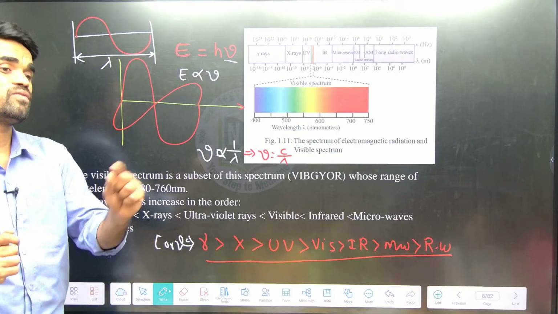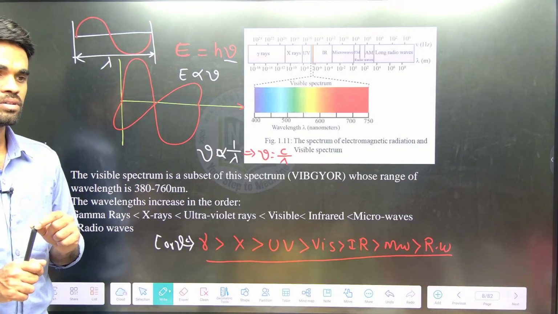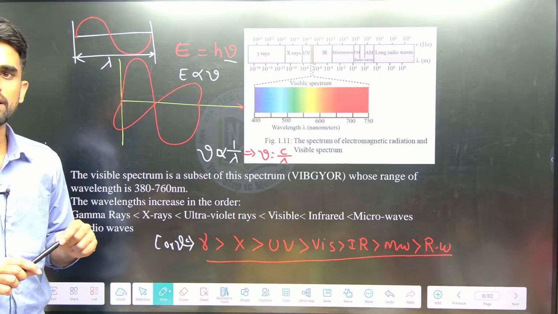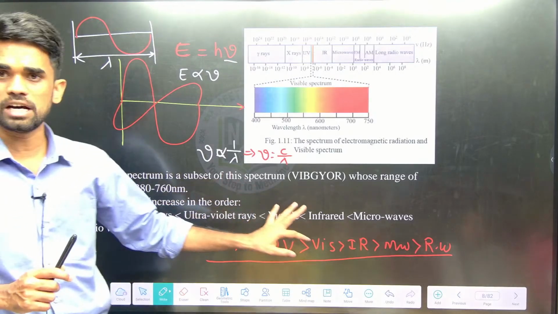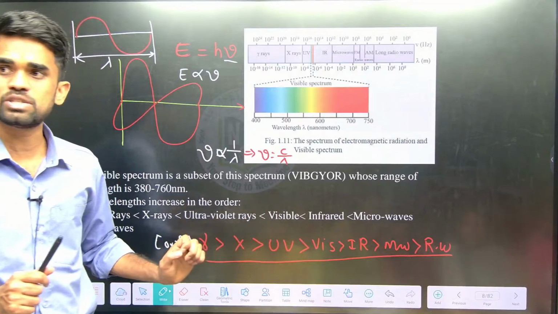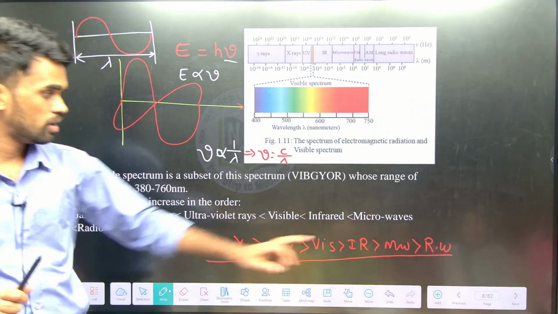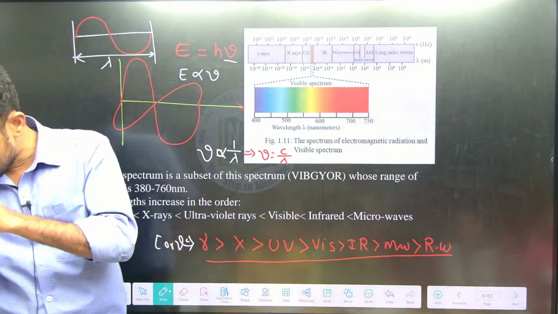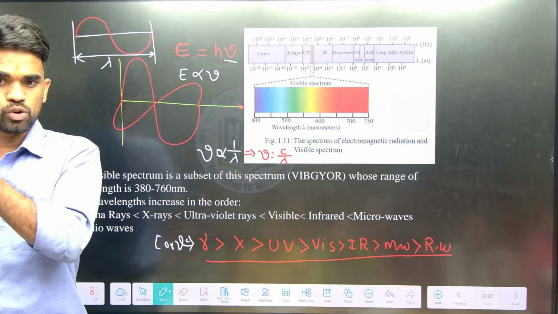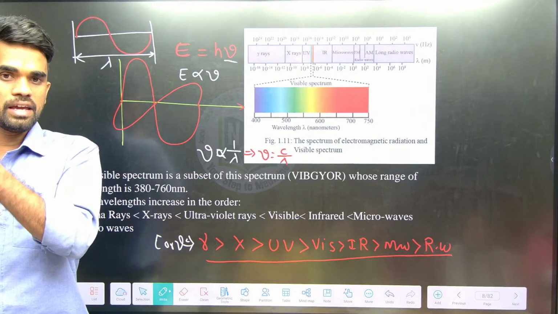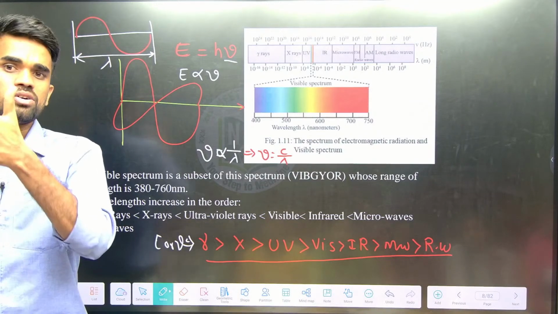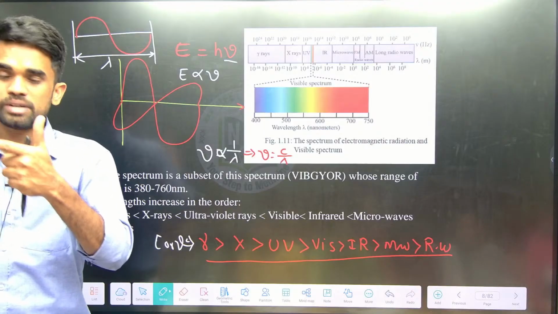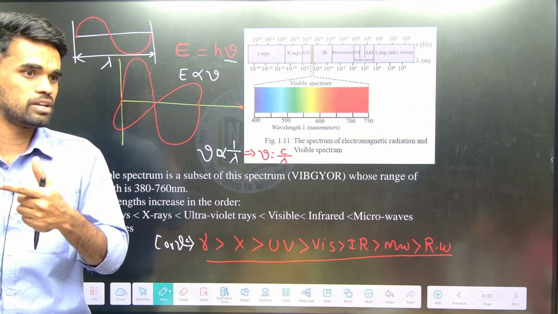If I ask for wavelength, how will you write it? It will be the opposite of this. So which one has the highest wavelength? Radio wave. So the order is: first gamma rays, X-rays, UV, visible, IR, microwave, radio wave. Once again, try to say it one or two times so that it stays in your mind.